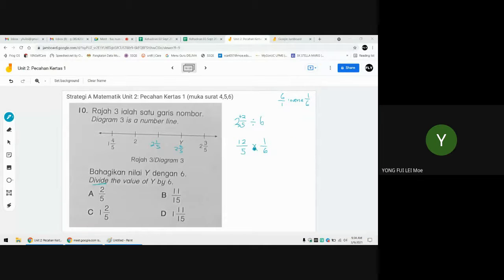So this one, 6 and 12. If you remember your multiplication table correctly, 6 times 1 is 6. 6 times 2 is 12. So you look at this, 1 and 2. So your answer is 2 times 1, 2. 5 times 1, 5. So your answer is 2 over 5, A.